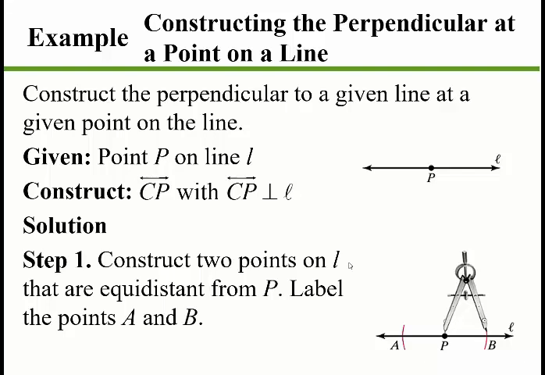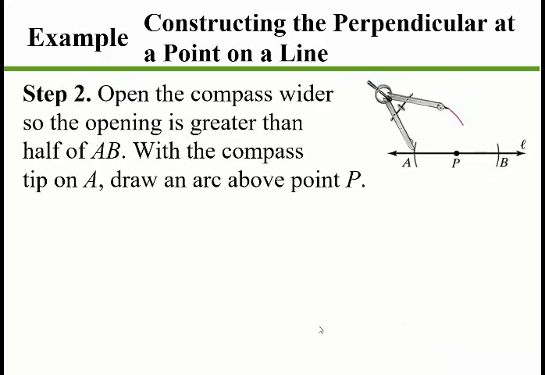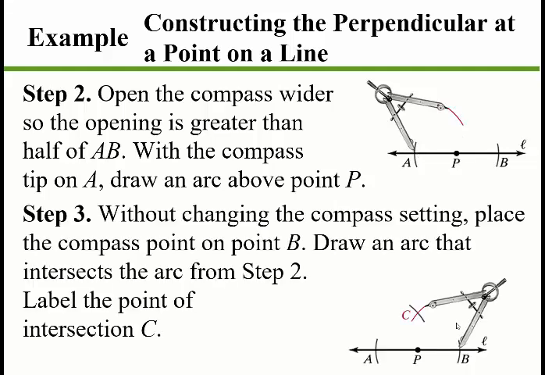You're going to construct 2 points on line L that are equidistant from P. So label these A and B. You're going to take your compass, and on the same setting, drop it out and put some arc B, and then flip it to the other side and do some arc A. Then you're going to open your compass wider, so the opening is greater than half of AB. With the compass on tip A, you're just going to do an arc out here. Then you're going to flip it, without changing the compass setting. Place the compass on point B and draw an arc out here like this. And you're going to label that intersection C.